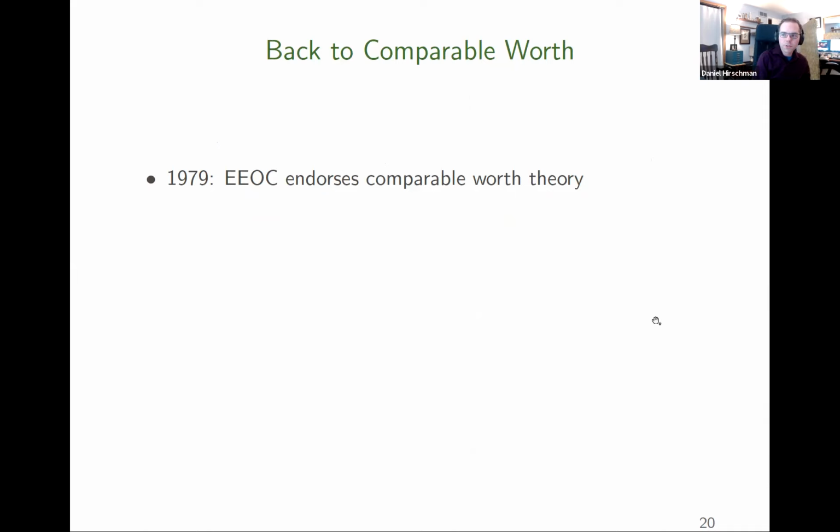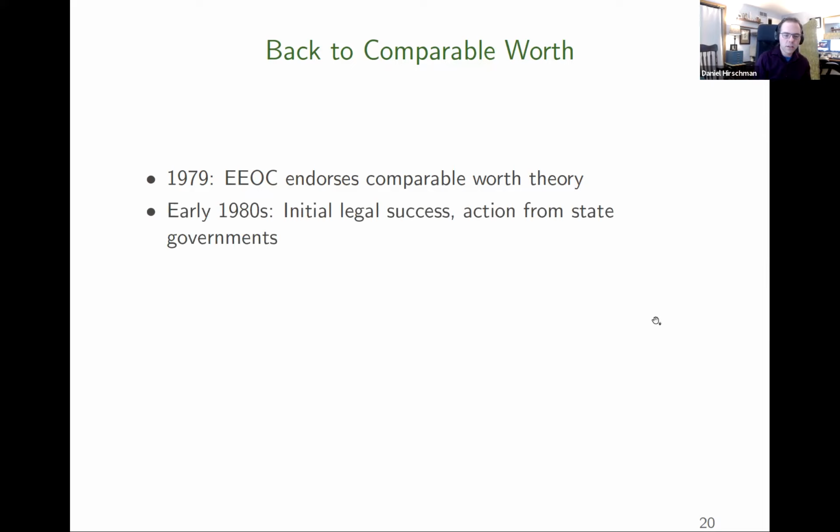In particular, the Equal Employment Opportunity Commission endorses comparable worth and argues that the Civil Rights Act does cover that as a form of discrimination. That is, if an employer pays, say, janitors more than it pays maids who do the same kind of work, that would be illegal under Title VII, the EEOC argued at that moment. There's a series of litigation, mostly at the state level, like suing state governments exactly around this kind of discrimination. And there were some initial legal successes.